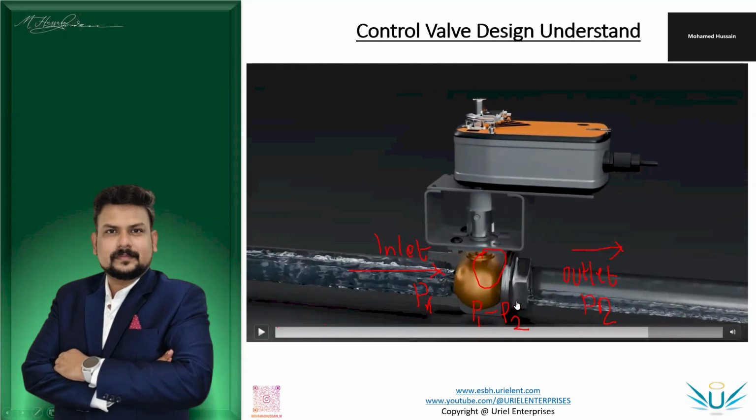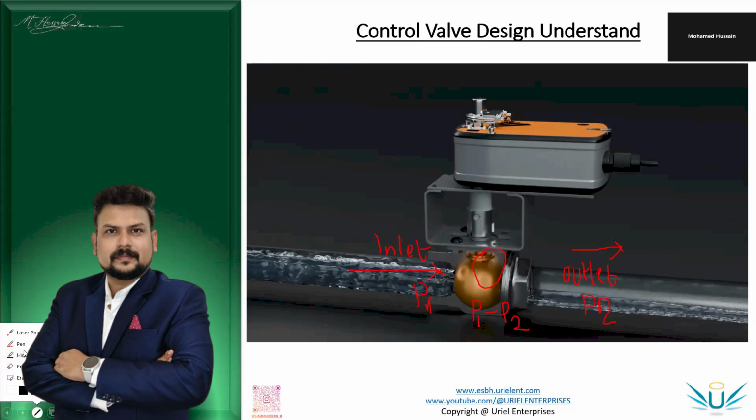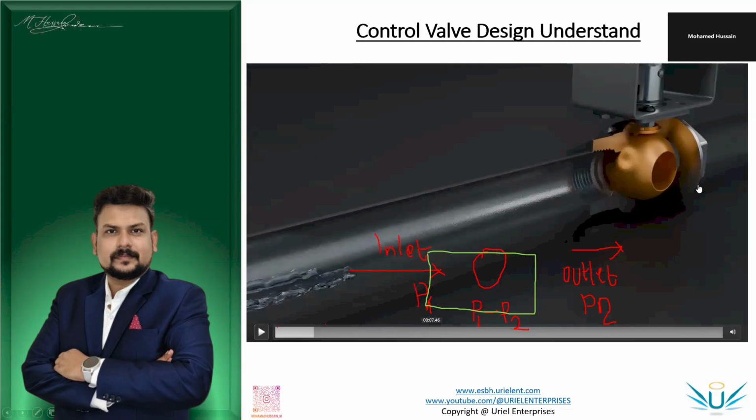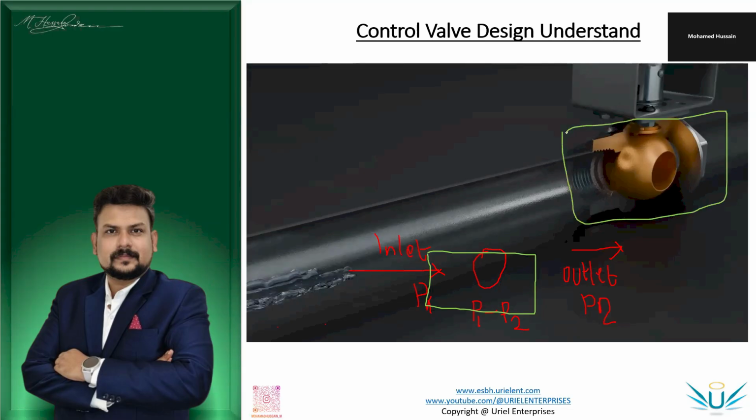So here what we are going to size, using the formula in the catalog, we are going to choose the valve body. See this valve body, the complete valve body. Let me choose it in green color. If you look here, this is the valve body. Let me take a pen. This valve body we will choose, along with the actuators also.